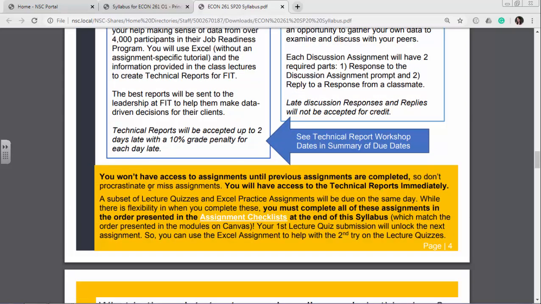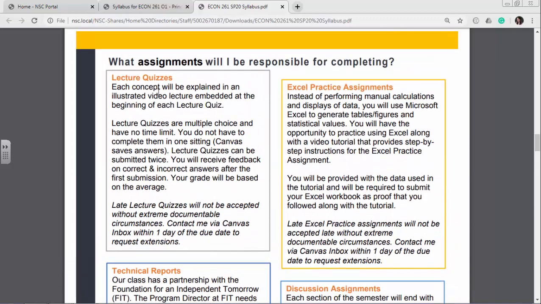Now this is important. You will not have access to assignments until previous assignments are completed. So you can't skip ahead. You are forced to do the assignments in the order that they're presented in the module. That's another reason why you can't procrastinate, because if you skip 2 assignments, you're not going to be able to get to the 3rd one. And so you have to stay on task. However, because remember, you get 2 attempts on the lecture quizzes, after your first attempt at the lecture quiz, you can move on.